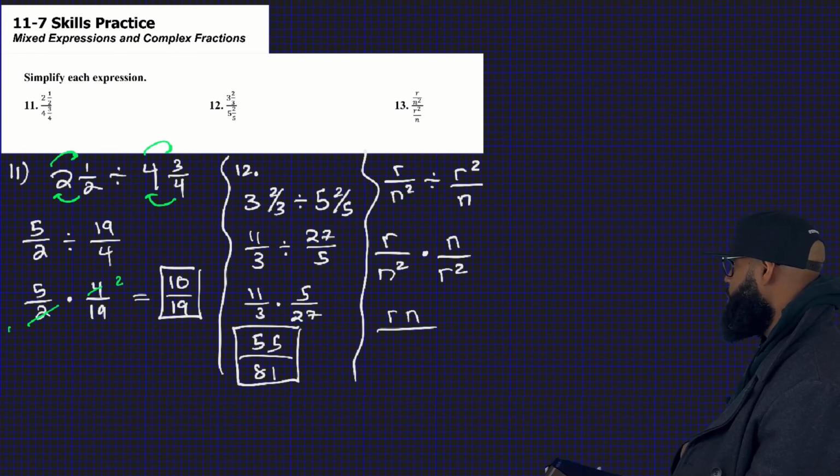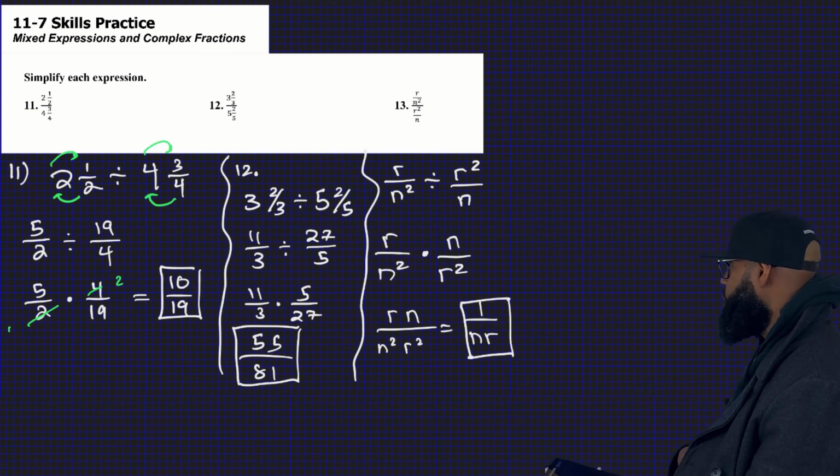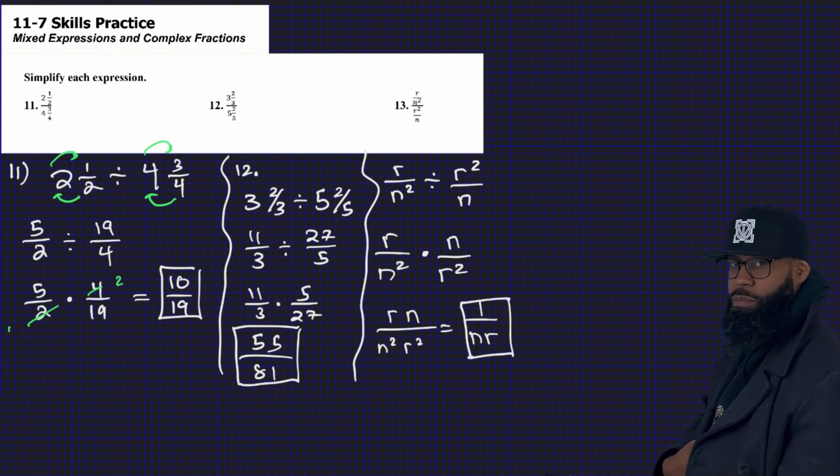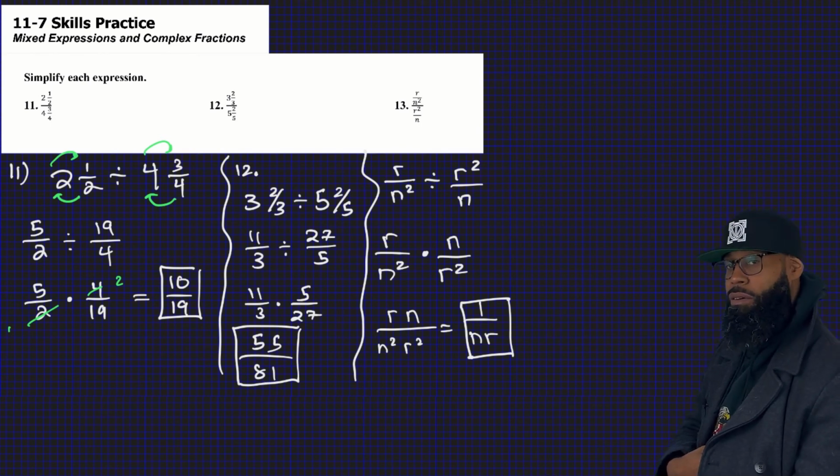Now top times top, Rn, bottom times bottom, r squared, n squared, or n squared, r squared. But feel free to cancel like you know you have to. If there's one r on top and 2 on bottom, they can cancel at least 1. And same thing for my n. So, really fast, but really simple, I believe.